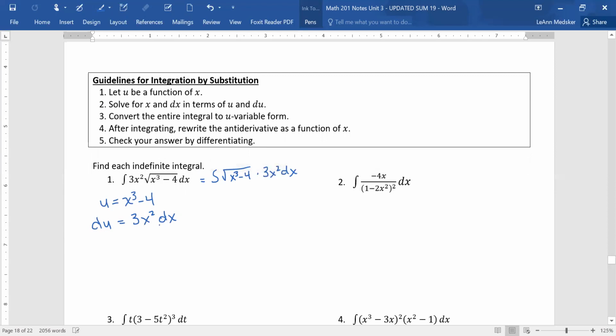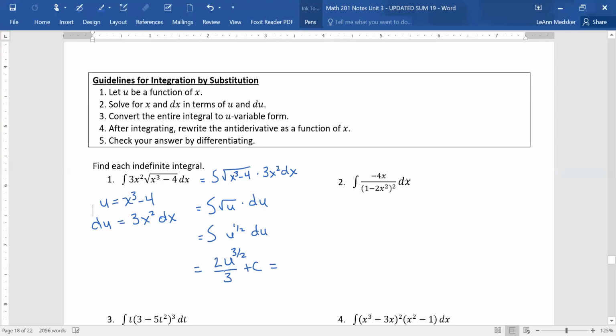So as long as I see the 3x squared dx, I know that this is ready to go. So this is going to be square root of u times du. Now square root of u can be rewritten as u to the 1/2. And then we're going to use our general power rule here, which is going to be u to the, add 1 to the power, so that'd be 3/2. And then you divide by that number. So if you divide by that 3/2, you're actually multiplying by 2/3. And then we'd have our plus c for our constant of integration.